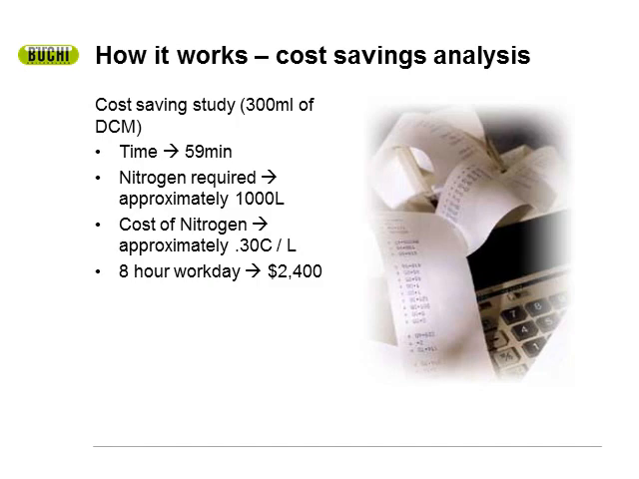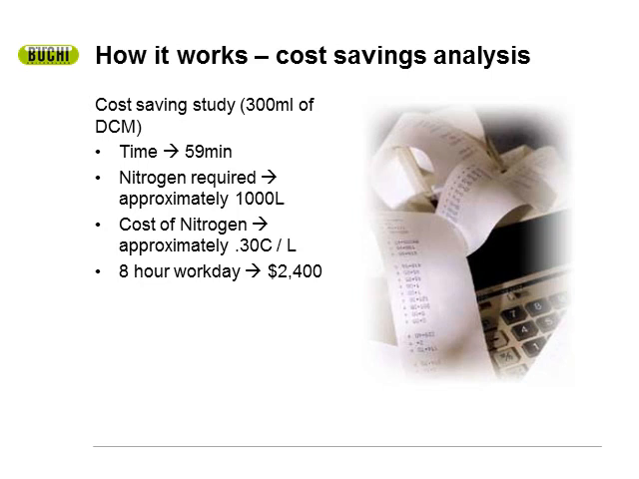This is what I find one of the most important things, obviously the money you'll save on not using nitrogen. We did a cost savings analysis with a customer here in the USA. His application required evaporating off 300 milliliters of dichloromethane. This took him approximately 60 minutes, and it required approximately 1,000 liters of nitrogen. Now, the cost of nitrogen will vary between users. It depends what kind of deal you have with your vendor. It can range from starting at 30 cents per liter all the way up to $1.50 per liter.